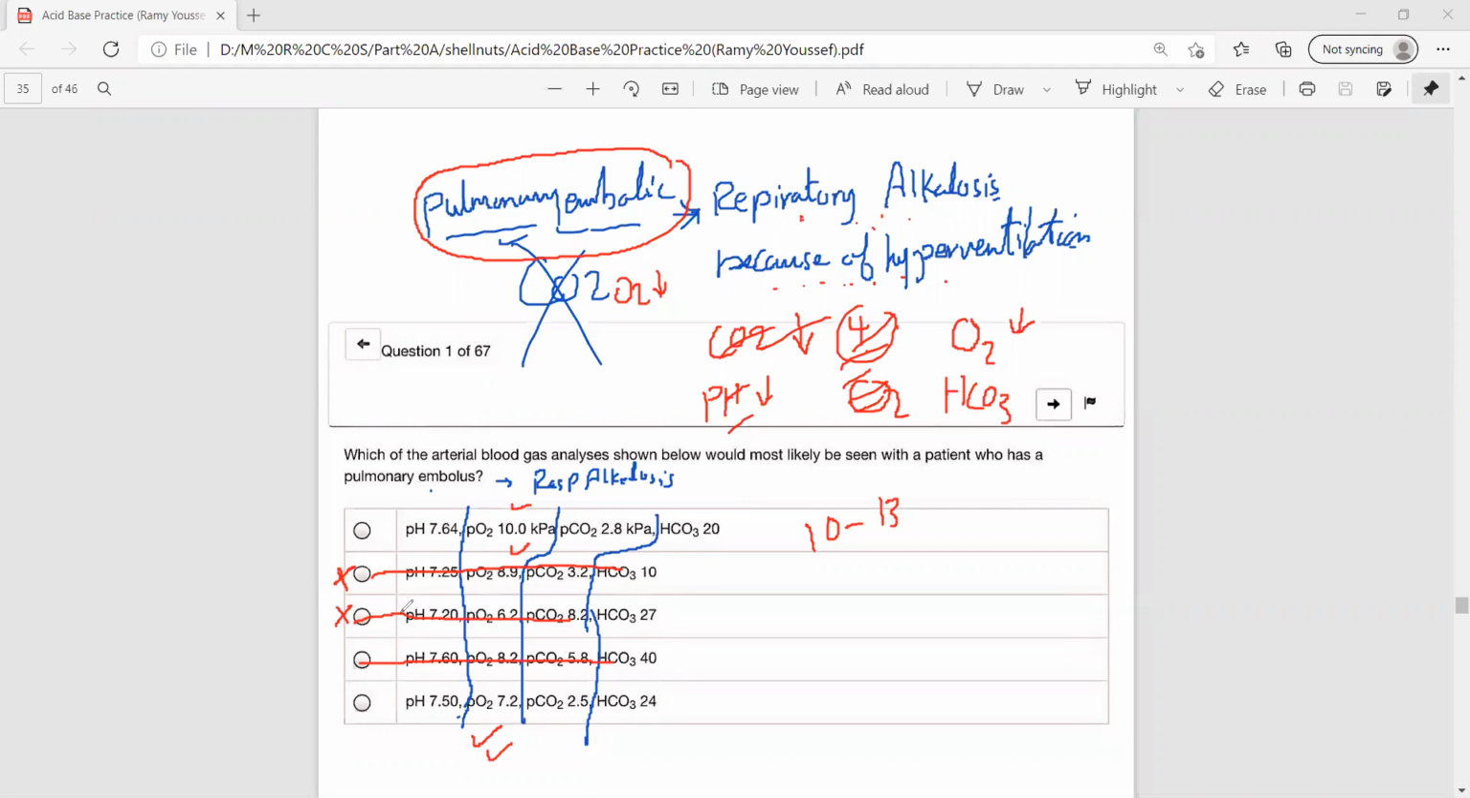So it's the last one. I expect this one to be wrong, and this is the last one. I want to confirm: what do you expect the HCO3 to be in a patient with an acute respiratory condition? It should be normal, because it takes about 1 to 2 days to start compensation. The HCO3 here is low, so that's wrong. And here it is normal, so I'm right 100%. Clear? Yes, very.